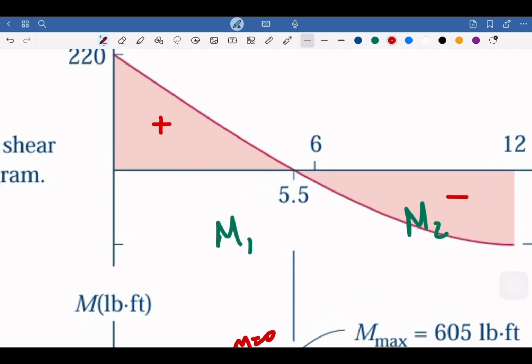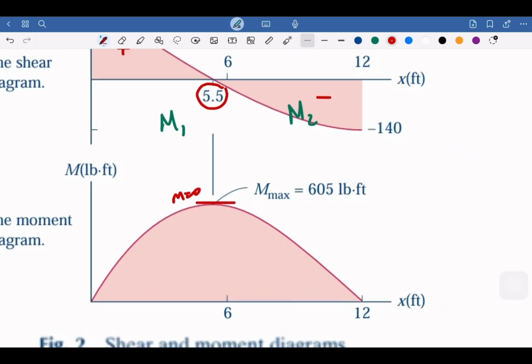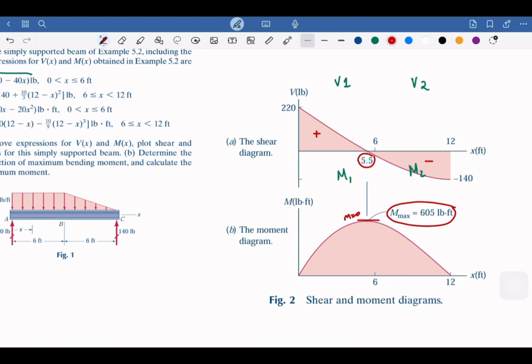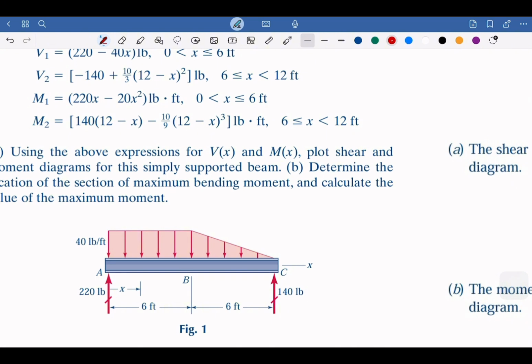So we get this 5.5, and that's why we get the maximum bending moment at 5.5. We can input this into the bending moment, which is going to be 605.